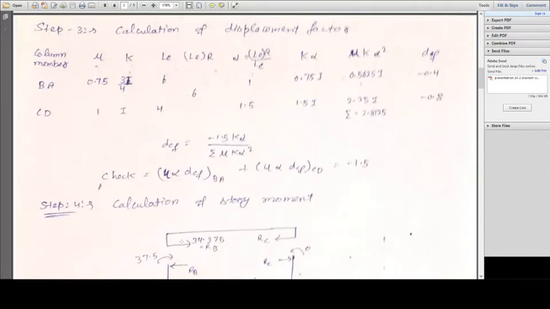So now let's see how it is calculated. The displacement factor is calculated.